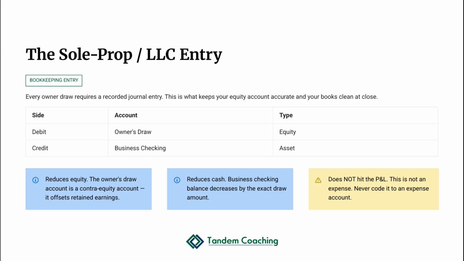It doesn't hit your profit and loss statement. It doesn't change your taxable income. It doesn't create a deductible expense, and it doesn't create taxable compensation, because for a disregarded entity, the draw isn't compensation. It's access to money you already own.